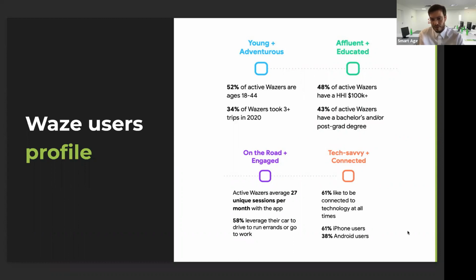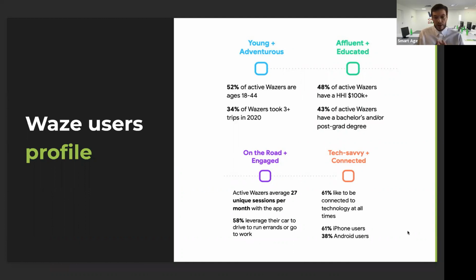So if you're using Waze already, you know that, like me, you're part of the community and using Waze every day. So it's a really great tool to communicate. 58% leverage their car to drive, to run errands, or to go to work. So even in their daily life, they're using Waze. They know the way, they know the path, they know how to go to work, but they're still using Waze. And last but not least, we can see that 61% like to be connected to technology at all times, which is super interesting when you think about it.